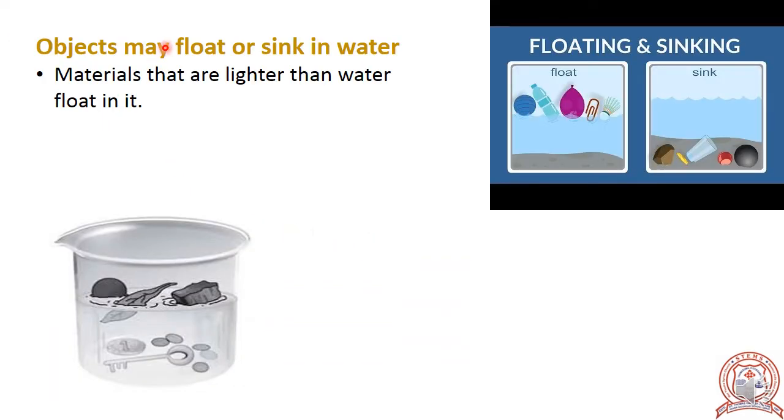Next one, object may float or sink in water. Look at this picture. Some materials are floating and some materials sink in water, right? When a wooden object or a plastic ball is placed in water, it floats. Do you know why? Why does a wooden object or a plastic ball float on water? Because they are lighter than water. Materials which are lighter than water float on water.